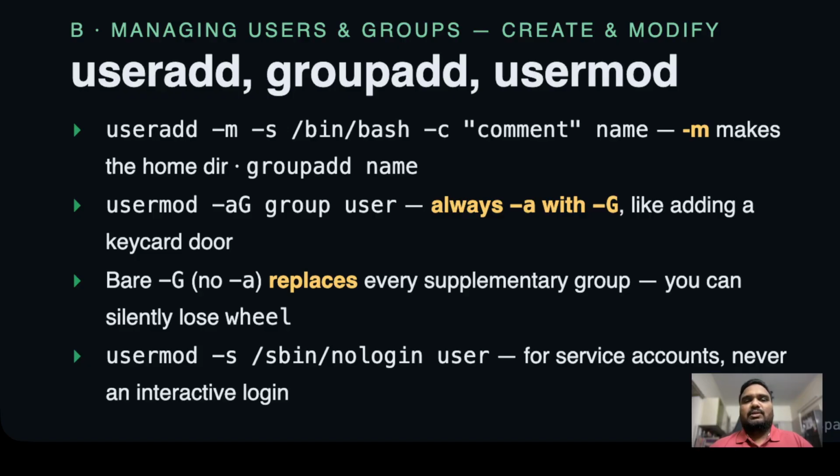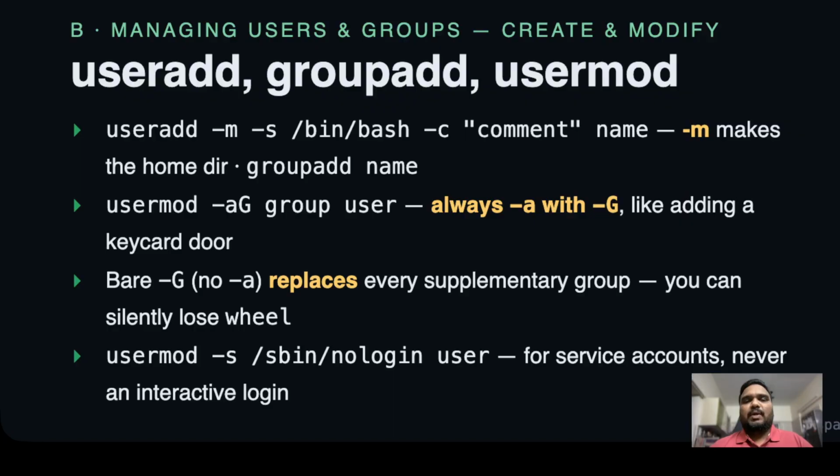Think of it like issuing a new key card. Hyphen small a capital G adds one more door to the set of doors you can already open. Plain hyphen capital G without small a scraps the whole batch and issues a brand new one with only the one door you just asked for. And if wheel, the sudoers group, wasn't on that new shortlist, you just locked yourself out of sudo. We are going to deliberately trigger this trap in the lab so you feel it once and never forget it.